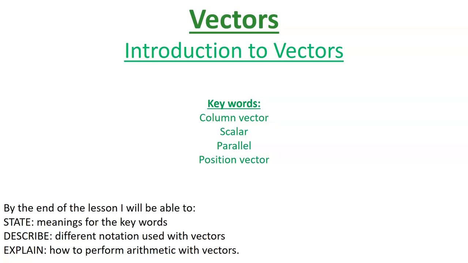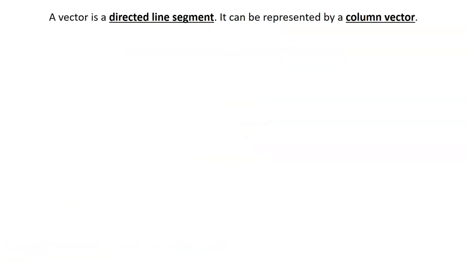Okay, first lesson in our vectors chapter is Introduction to Vectors. Okay, so a vector is a directed line segment. One way it can be represented is by a column vector. So you might have seen this before. So here I've got 4, 3.